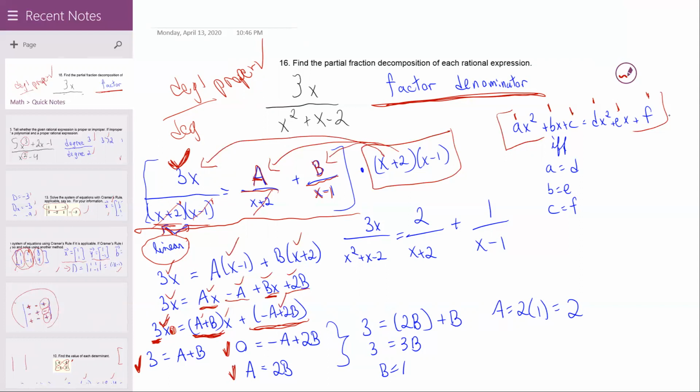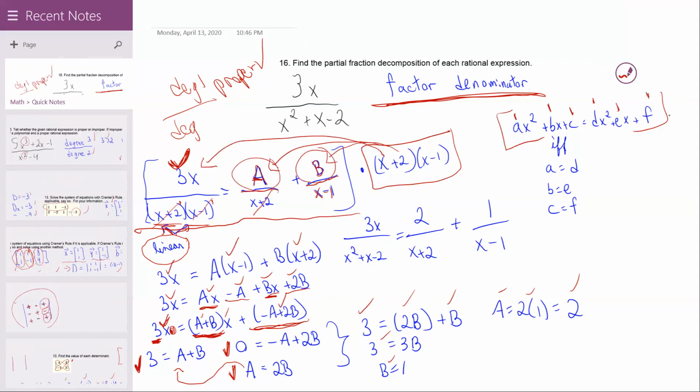And now we can plug in this a for this a. So 3 equals 2b plus b, 3 equals 3b, b equals 1, a equals 2 times 1, which is 2. Now, this is not your answer. Finding a and b is not your answer. You have to plug it back into the original. So here are where your a's and b's were.